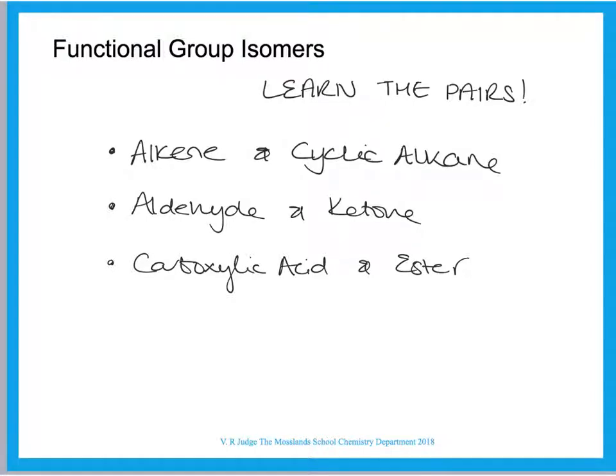Okay, so just a summary, there are your three pairs of functional group isomers, alkenes with cycloalkanes, aldehydes with ketones, and carboxylic acids with esters. If you learn those, they should make your life a little bit easier when they give you, for example, an ester, and they say to you, can you draw a functional group isomer of this? You know that you're going to have to draw a carboxylic acid.